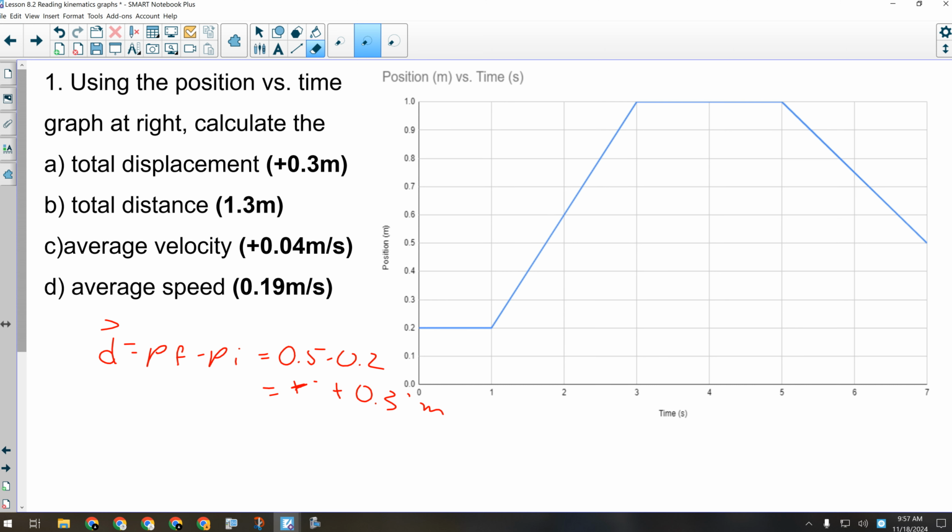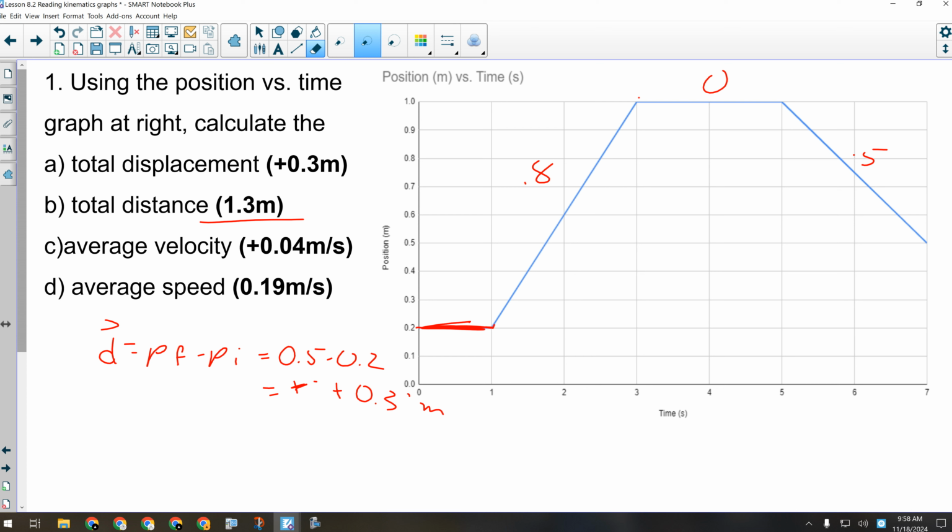And then total distance. Well, then I have to do each part. What's the distance here? Nothing. Then I go from 0.2 to 1, so that's 0.8. Then nothing, and then from 1 down to 0.5, so that's 0.5. 0.8 plus 0.5 gives us 1.3 meters. We don't care for distance whether we're going forward or backward. Have we done all the heavy lifting already for C and D?